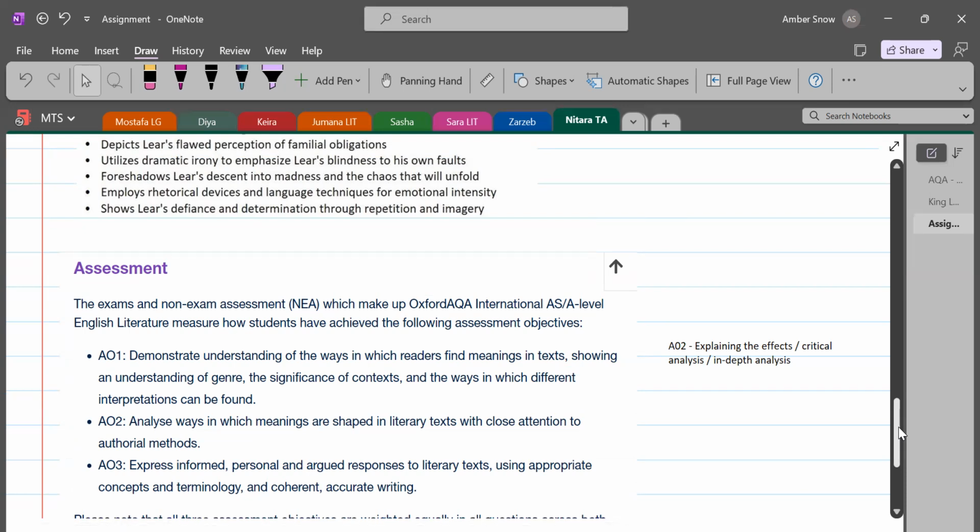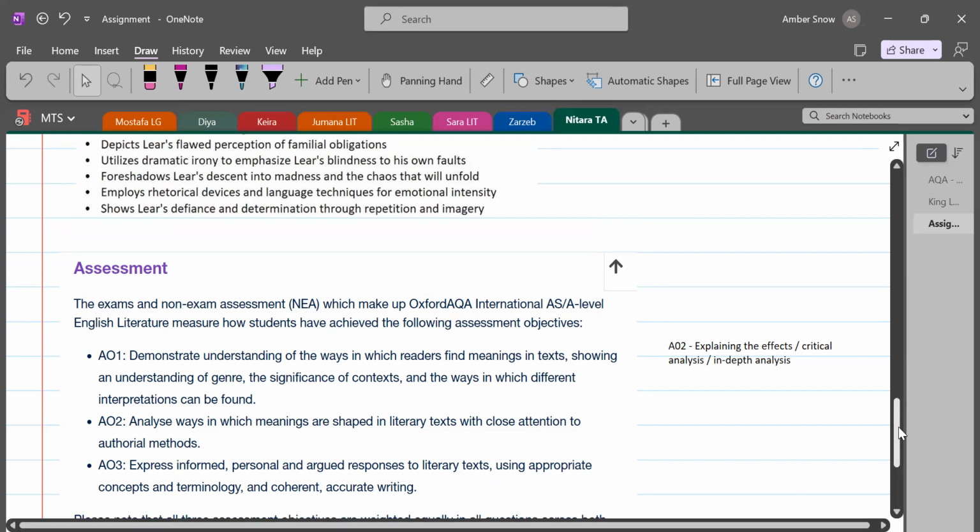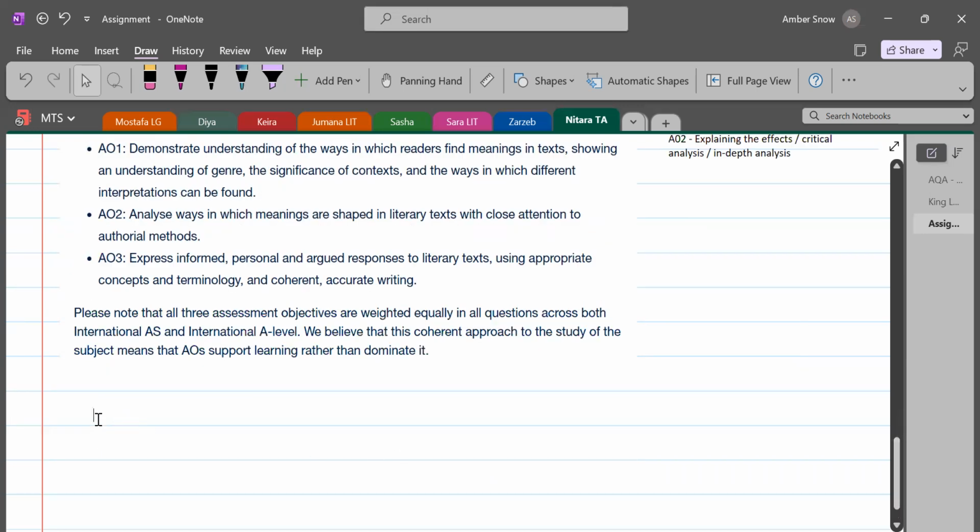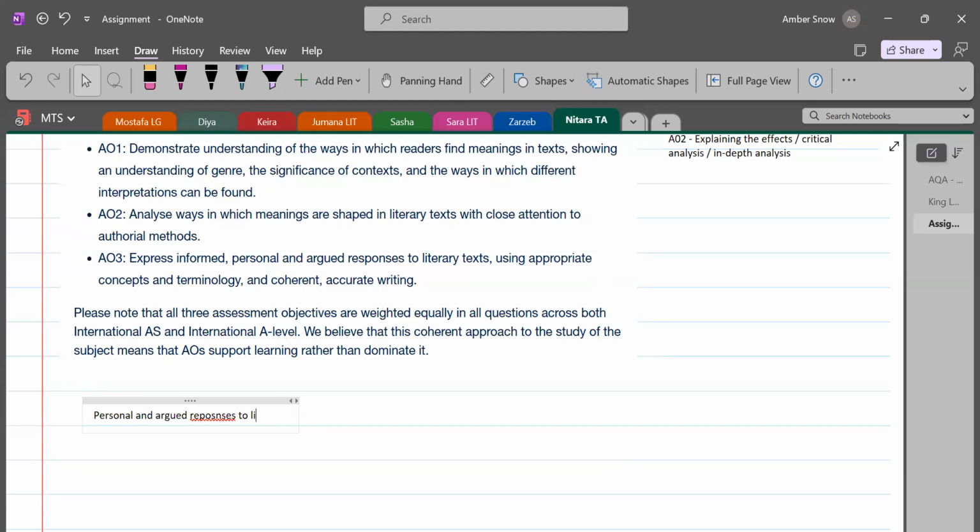All right. Let me see if I can get a more specific example of this particular aspect. So let me build some kind of bullet points for you. Personal and argued responses to literary text.